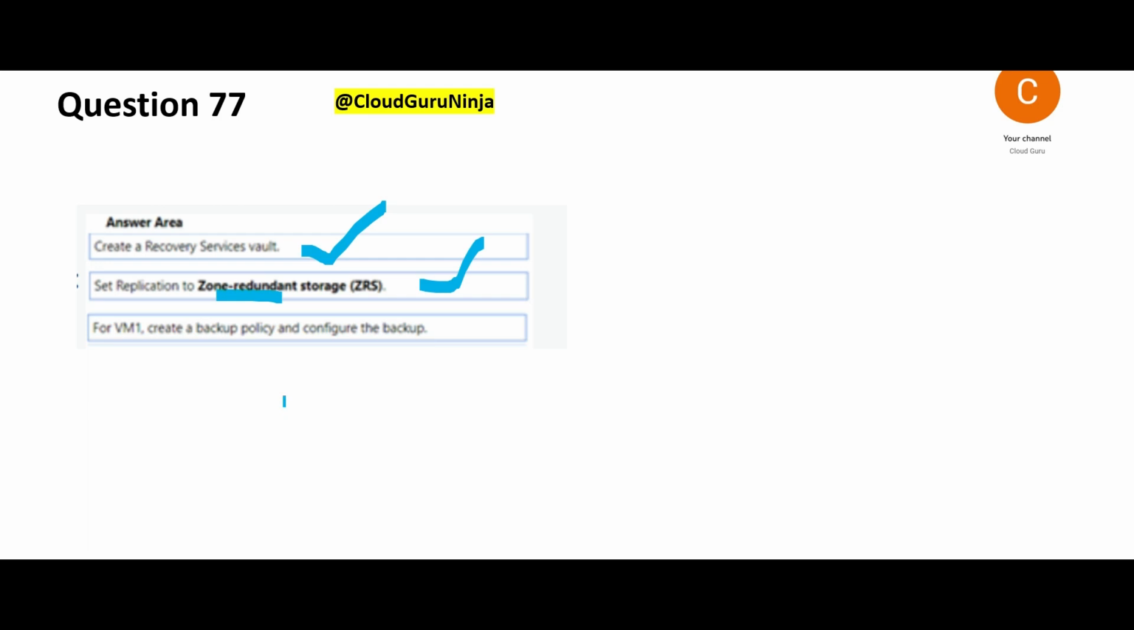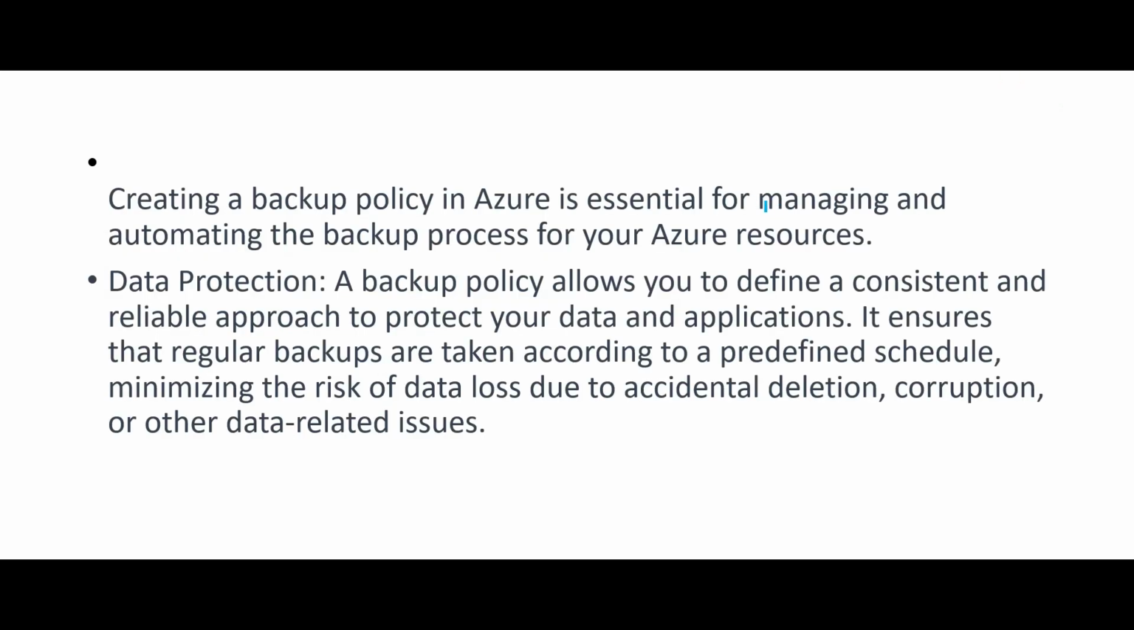And the third step: once you have set the replication, for the VM you have to create a backup policy and configure the backup. Why is a backup policy essential? Because you have to manage and automate the backup process. You will not be manually creating the backups yourself; you have to automate it. And the backup policy allows you to define a consistent, reliable approach to protect the data.